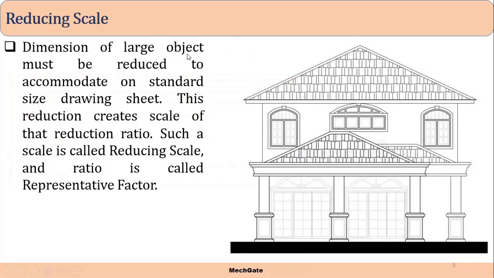The dimension of a large object must be reduced to accommodate it on a standard size of drawing sheet. So why should we use a reducing scale? Because let's say this is a building and I want to draw it. We cannot draw this building on a standard drawing sheet, isn't it? So we have to proportionally reduce the size to accommodate its dimensions on a drawing sheet. This reduction creates a scale of that reduction ratio. Such a scale is called a reducing scale, and the ratio is called the representative fraction, right?